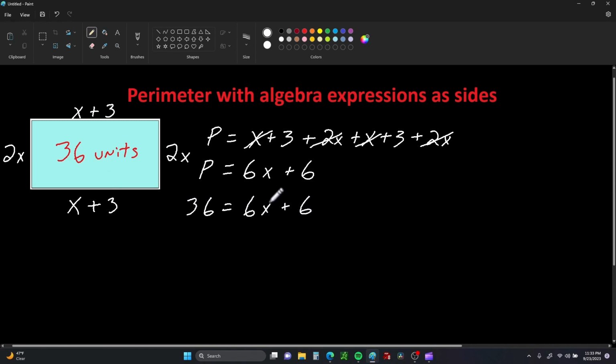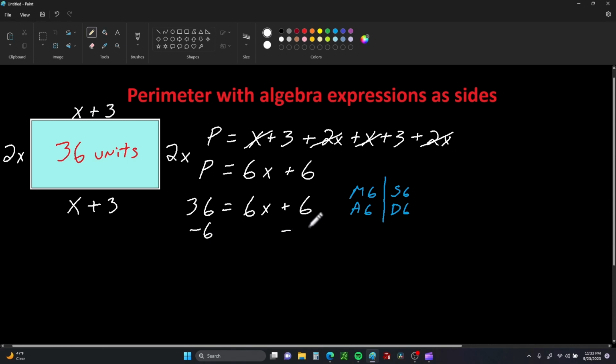Now, in order to solve this, I have to isolate the x. So the first thing I'm going to do is make a notation to myself that the two things being done to x are that I'm multiplying by 6 and I'm adding 6. So in order to solve this, I want to do reverse order of operations. I want to subtract 6 from both sides, and then I want to divide both sides by 6. So the first thing that I'll do is subtract 6 from both sides.